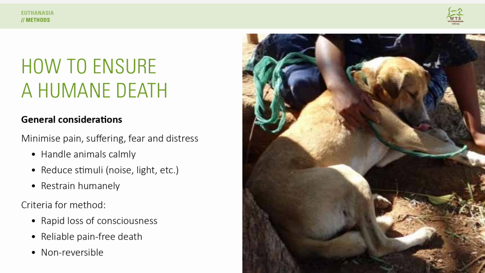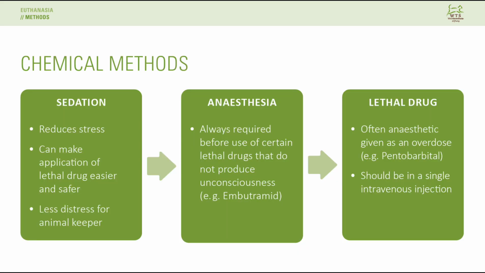Ensuring a humane death requires minimizing pain, suffering, fear, and distress throughout the procedure. Animals should be handled calmly. Unnecessary stimuli such as loud noise and bright light should be reduced, and humane methods of restraint should always be used. The chosen method should result in a rapid loss of consciousness, produce a reliable and pain-free death, and be irreversible. Chemical euthanasia often begins with sedation, which helps reduce stress, makes the administration of the lethal drug easier and safer, and minimizes distress for both the animal and its keeper.